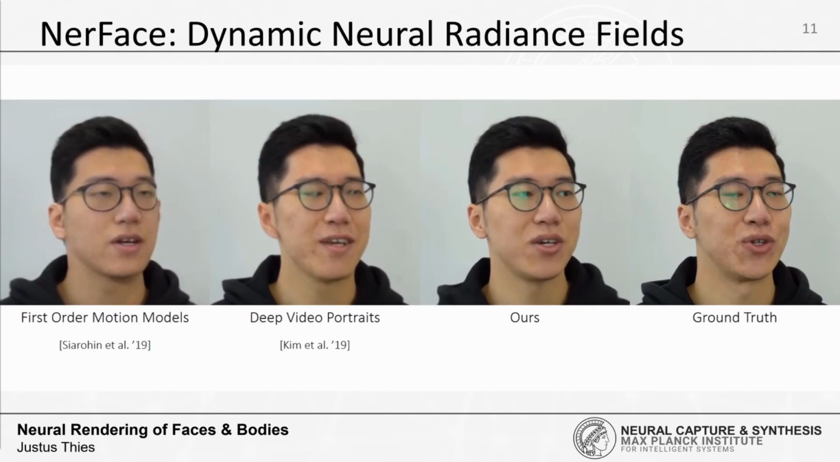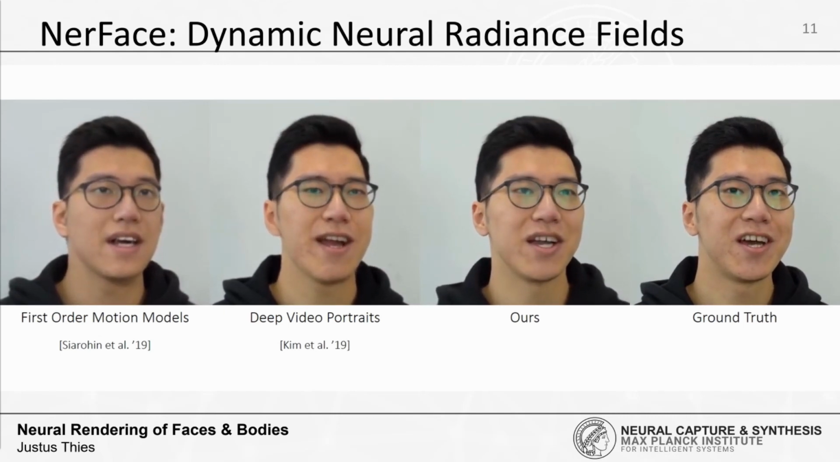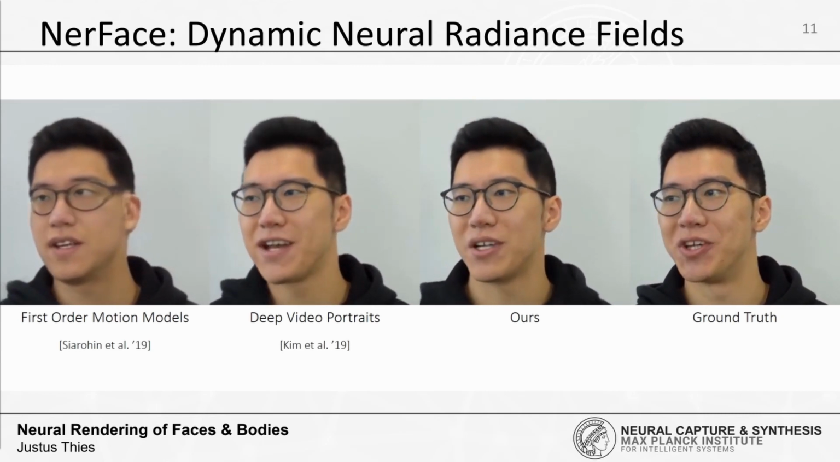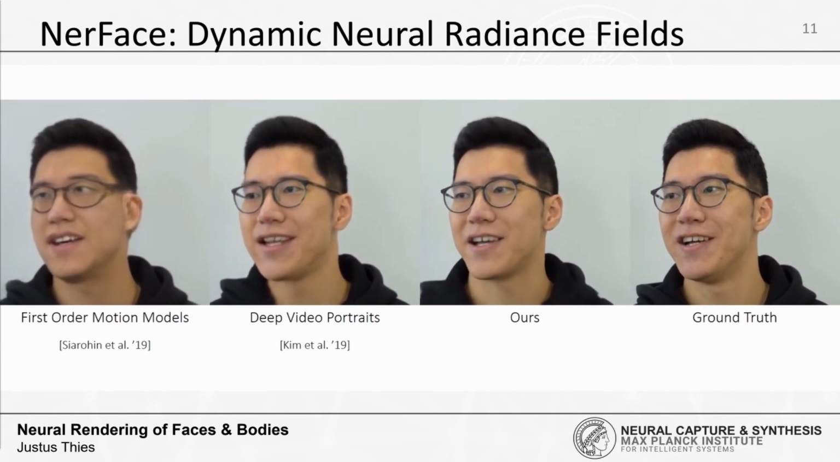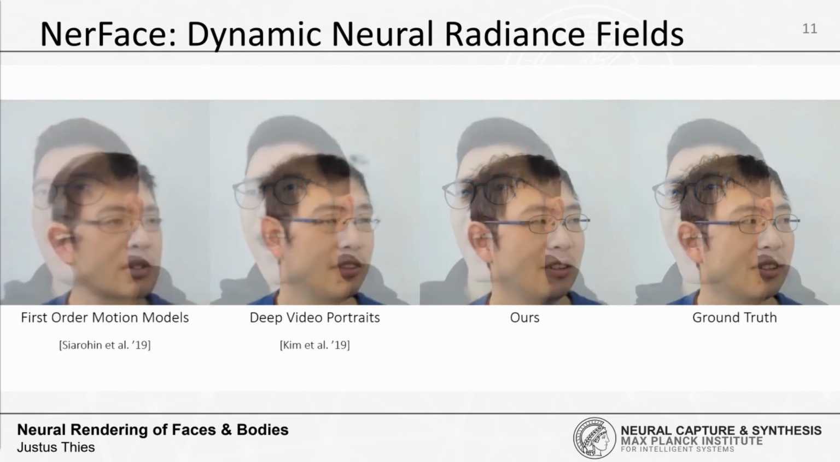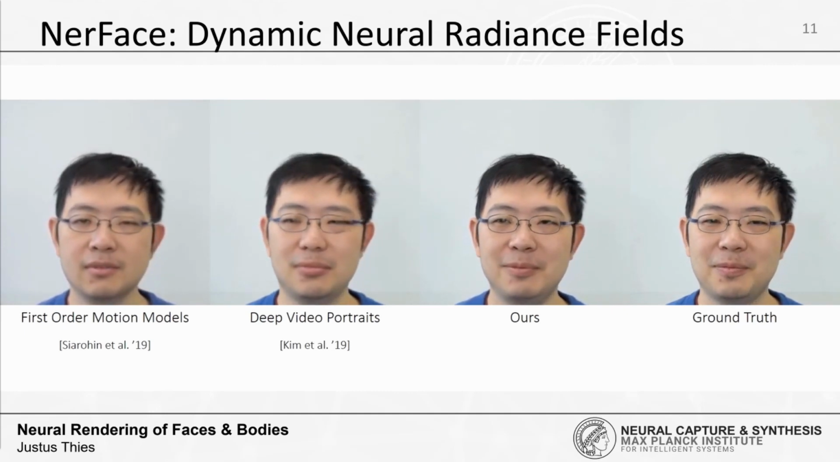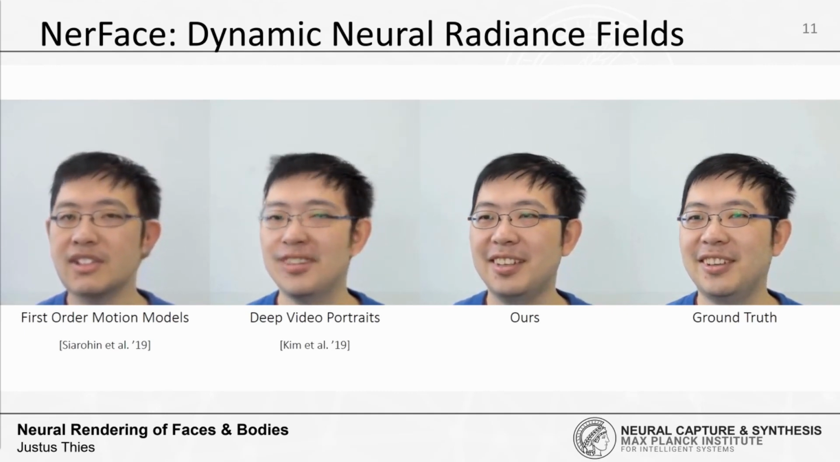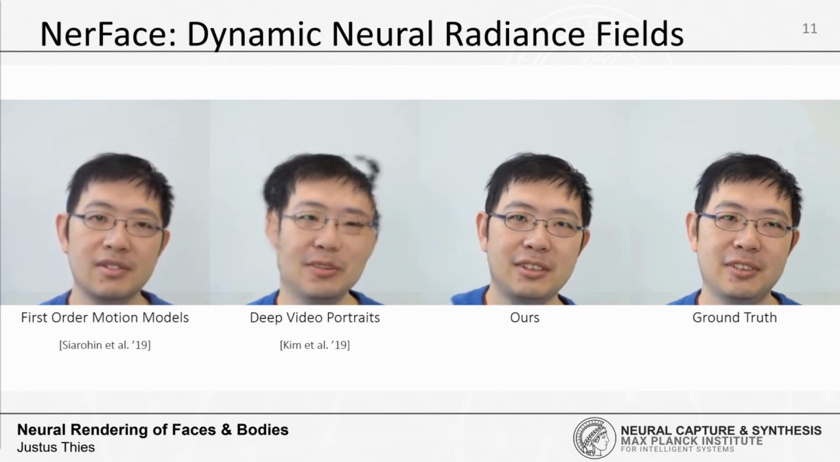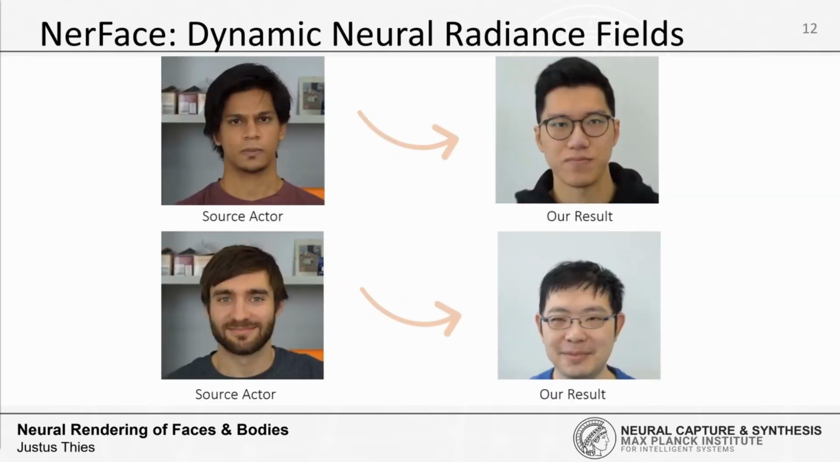With this learned dynamic neural radiance field, we can then, for example, run self-reenactment as shown here. In comparison to other reenactment methods, our method results in sharper results, and the head also stays 3D consistent when the pose is changed. Here we show some actual facial reenactment, where a source person is controlling the face of another subject.